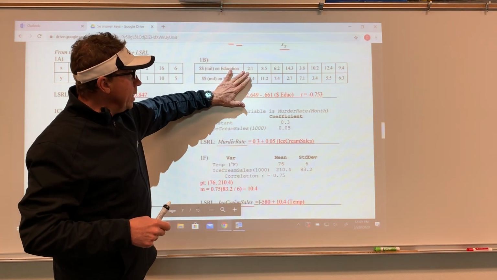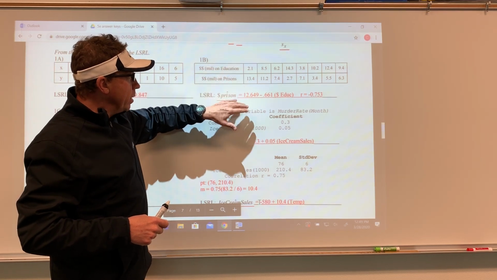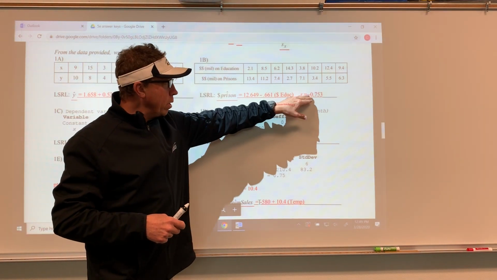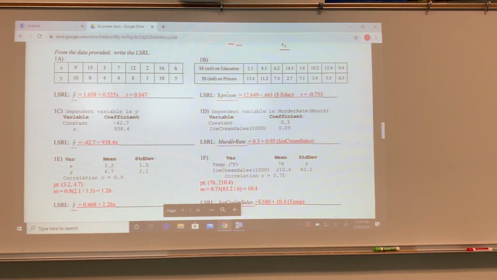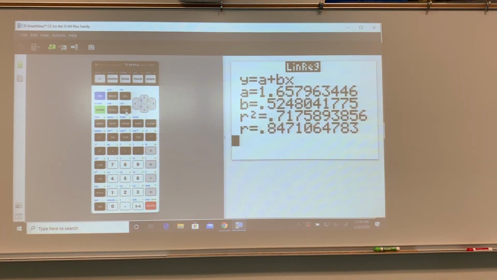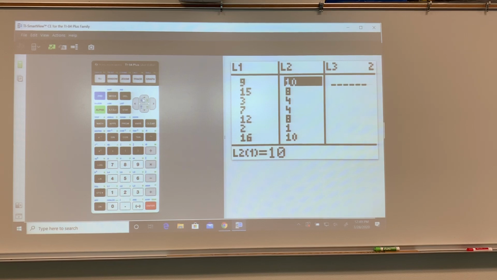So I'm going to go ahead and put these into L1, this into L2, and do the same thing and see if I can get this line with this particular R. Okay, so I'm going to go stat edit, and I'm going to clear L2, and I'm going to clear L1. And then I'm going to type those in. Okay, 2.1. And this takes a while here. You can work along with me, which would be great.